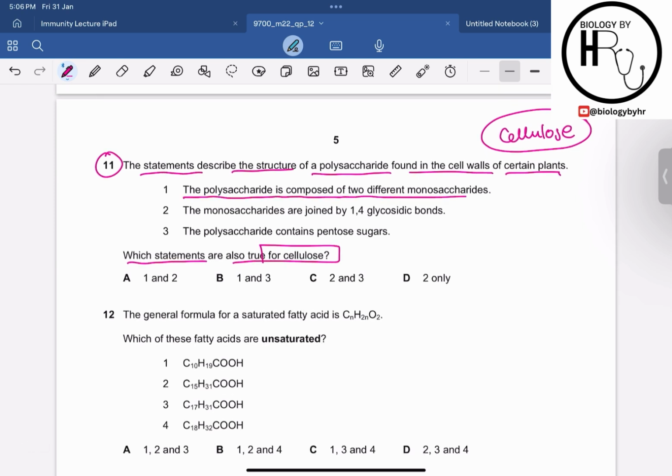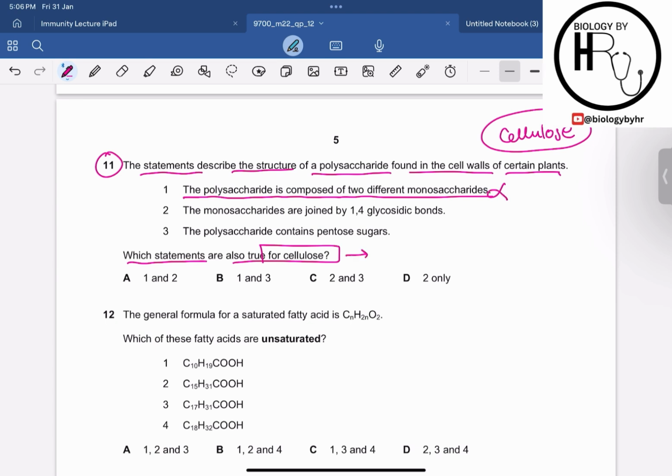No, this is absolutely incorrect. If I talk about the cellulose, it is basically a beta glucose monomer, right? It is a monomer of beta glucose. Then it says that the monosaccharides are joined by 1,4 glycosidic linkage. Absolutely correct. Beta 1,4 glycosidic linkage is used for linking the beta glucose units in the structure of the cellulose.